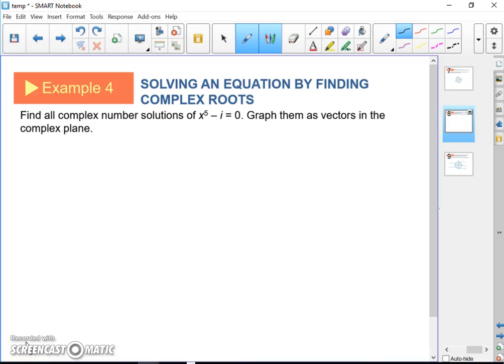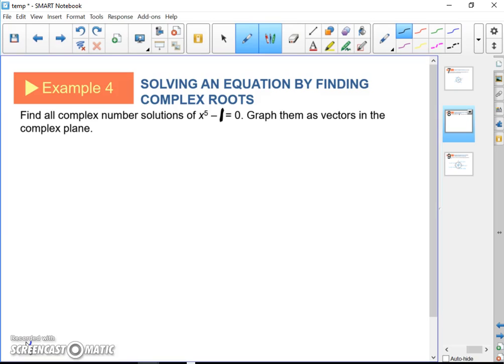Example 4, find all complex number solutions of x to the 5th minus i equals 0. I actually want to change this to a 1. So let's change this from i to 1. It says x to the 5th minus 1 equals 0. Graph them as vectors in the complex plane. Okay, good, because I don't have to change them to rectangular. I can just leave them in polar. So this is going to be a lot faster than example 3.